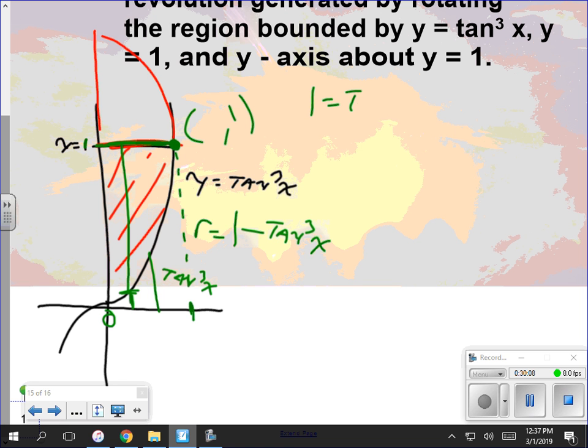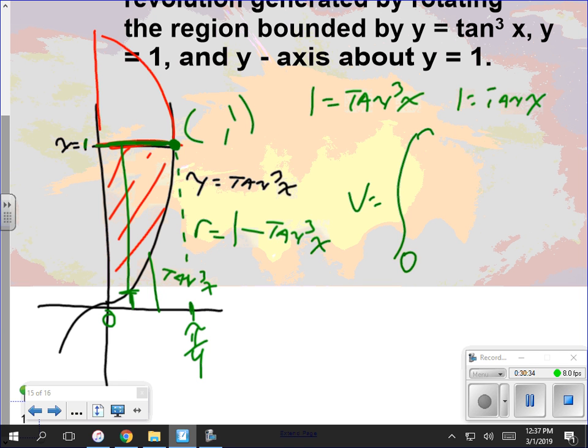1 equals tangent cubed of x. Take the cube root of both sides. 1 equals the tangent of x. Where does the tangent of x equal 1? Where the sine and cosine are the same. Where does that happen? Pi over 4. So my volume is the integral from 0 to pi over 4.